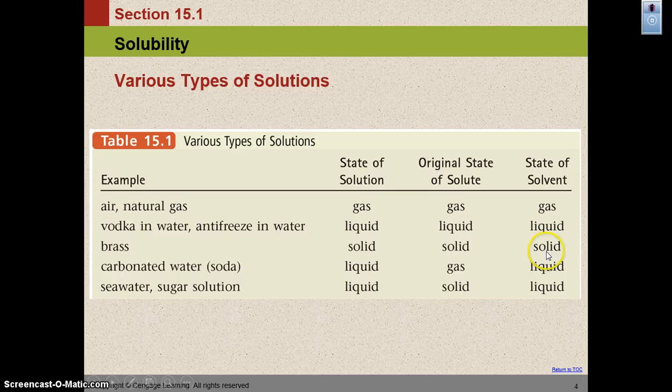Brass is an example of a solid solvent. So we have two solids going together to make brass, which we covered in the last chapter. One that maybe is a little different is carbonated water. We have liquid as the solvent because it's the most abundant in the solution, and gas would be the solute. Seawater, sugar solution, where the liquid is the solvent, but then again the solute is a solid that's dissolved into it so that you have a liquid solution.